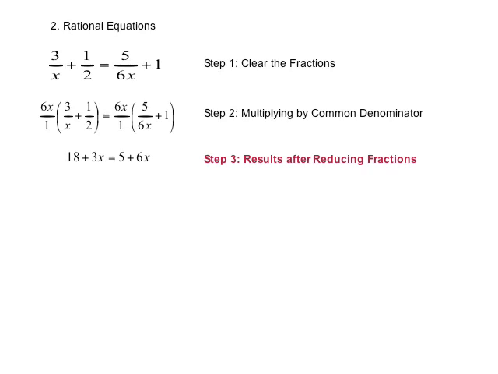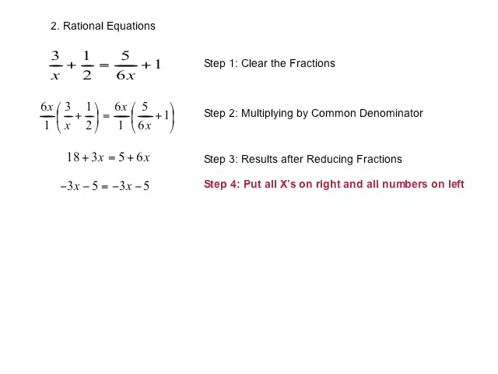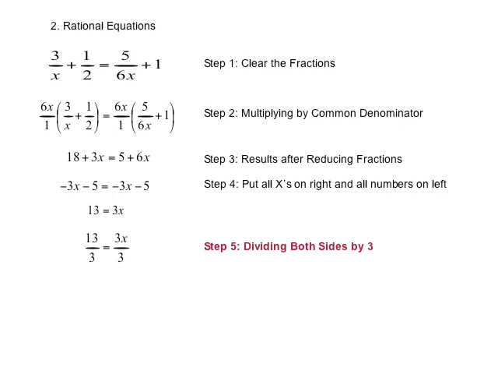Now what are we going to do? Put all the x's on the right and all the numbers on the left. So we're going to subtract the 3x from both sides and subtract the 5. That's right, we get 13 equals 3x. And what are we going to do next? That's right, divide both sides by 3 so we can get a single x on the right hand side. So x equals 13 thirds.